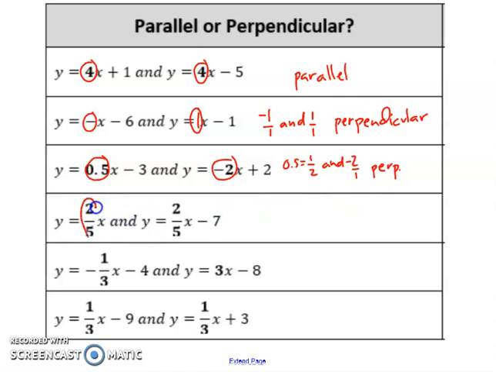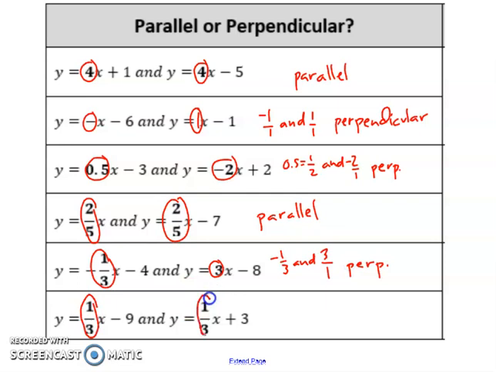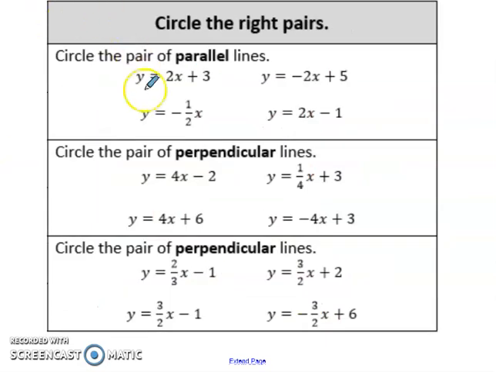I have 2/5. It's all about slope. 2/5, those are the same, so it's parallel. I have -1/3 and +3. Anytime I have a whole number, I'm going to rewrite it. My numerator and denominator flipped, my signs changed, this is perpendicular. And then our last one, we have 1/3, and our other one stayed 1/3, so these are parallel. How'd you do?